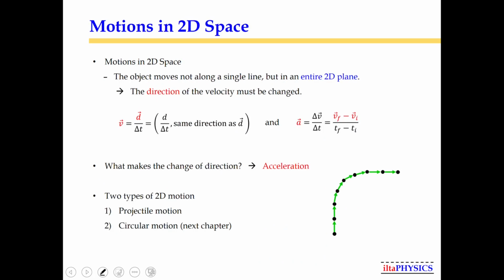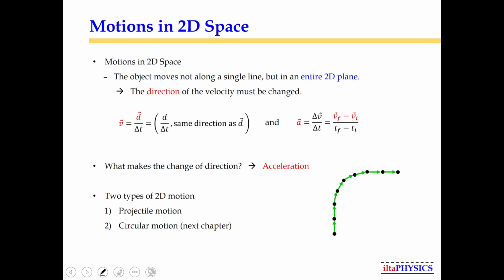Now, let's extend our discussion to the two-dimensional plane. Motion in a plane means that an object moves not just along a straight line, but over a flat surface. The direction of motion keeps changing. Look at the motion diagram on the right. The object first moves upward, then gradually changes direction to the right. So what's making the object change its direction of motion? The answer is acceleration. Then, why does acceleration change the direction of motion?